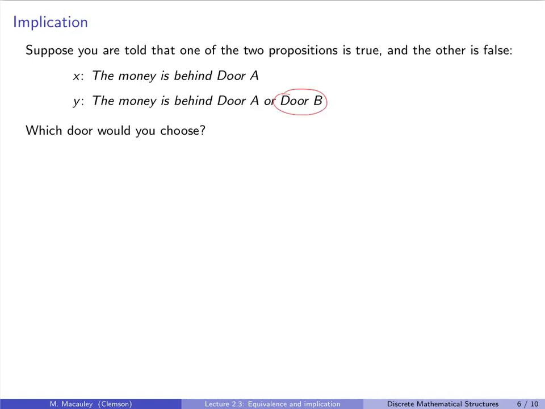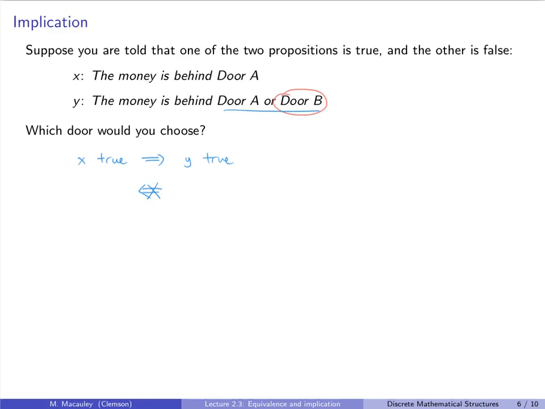If you don't, let's go back and do this in slow motion, or break it down. If X is true, if the money is behind door A, then it must be true that the money is behind door A or door B. That's certainly not false. So if X is true, then Y has to be true. But the converse need not hold. If Y is true, if the money is behind door A or door B, we can't necessarily conclude that it is behind door A. We just don't know. So it's not necessarily going to hold.